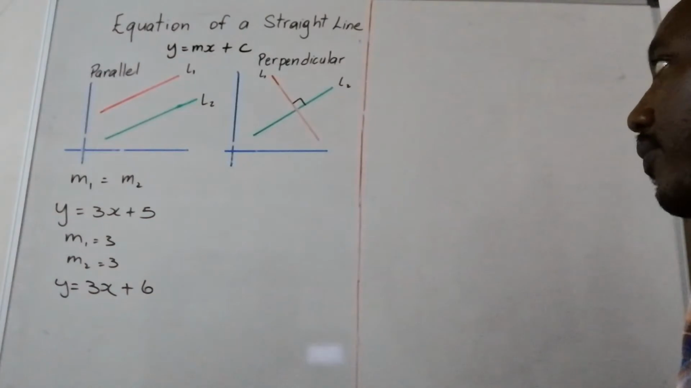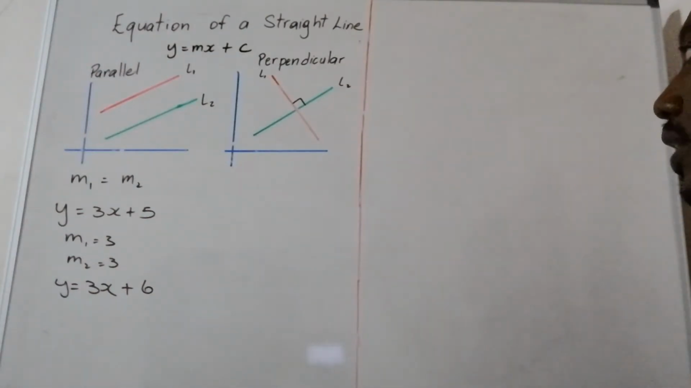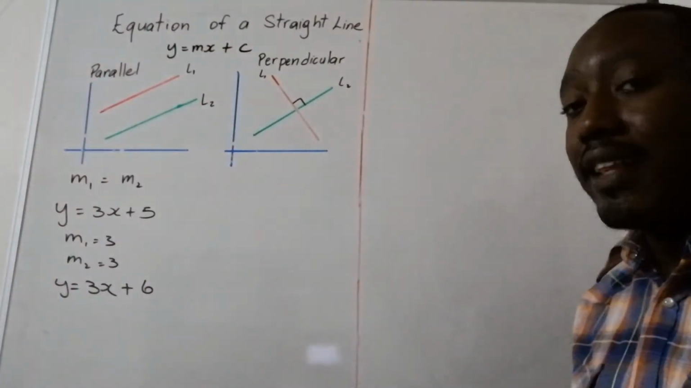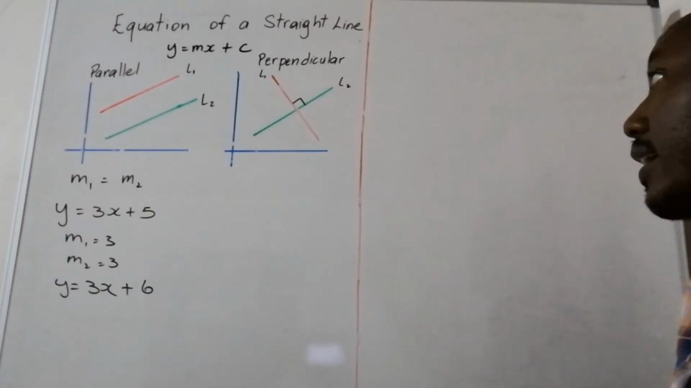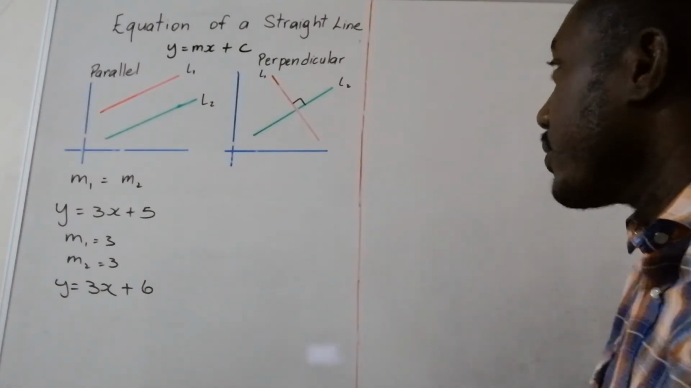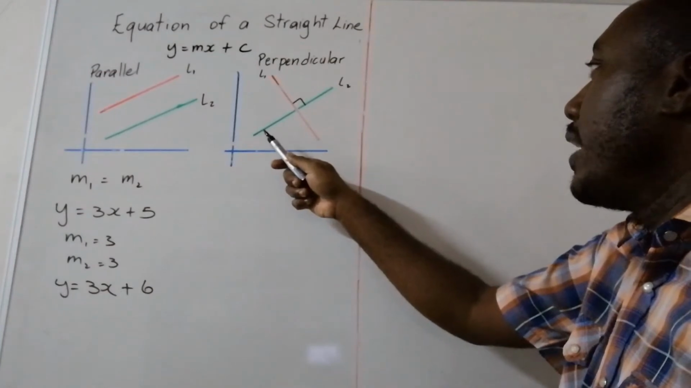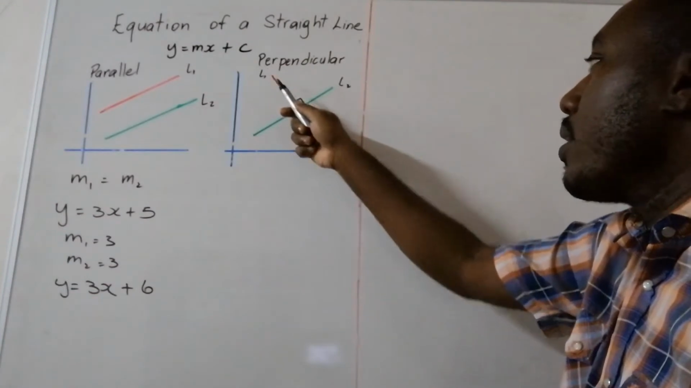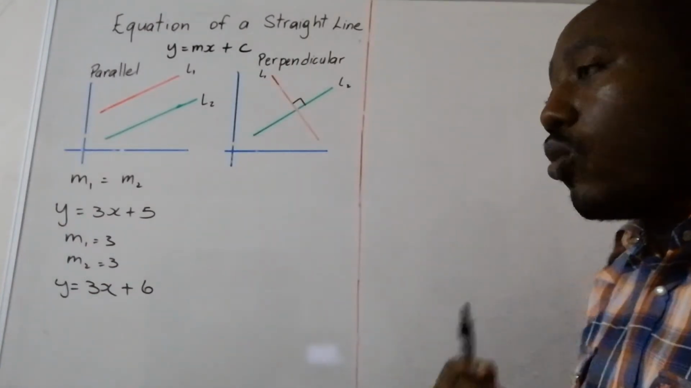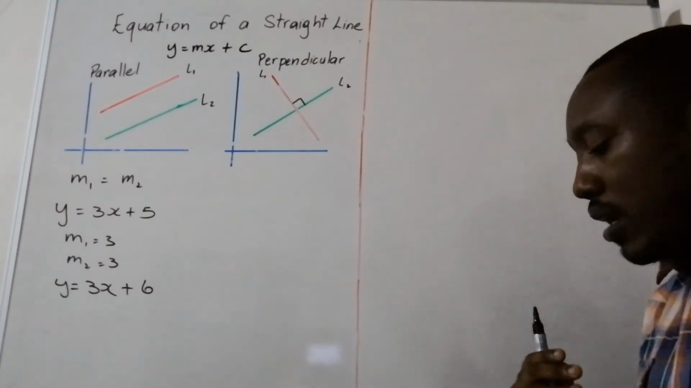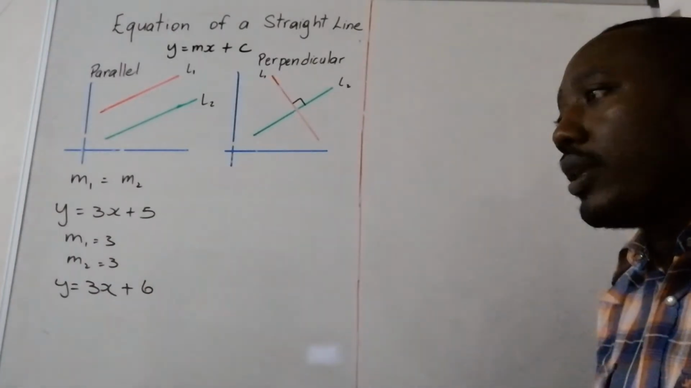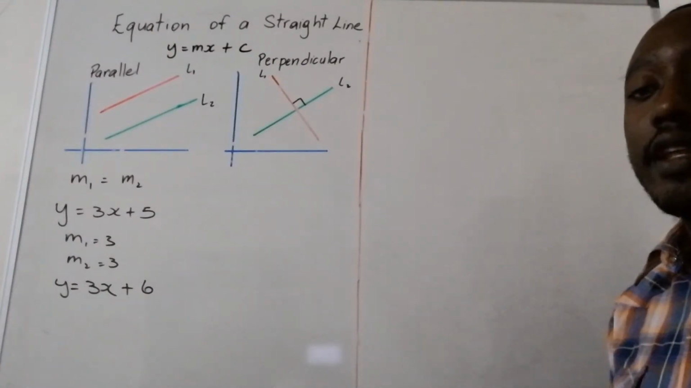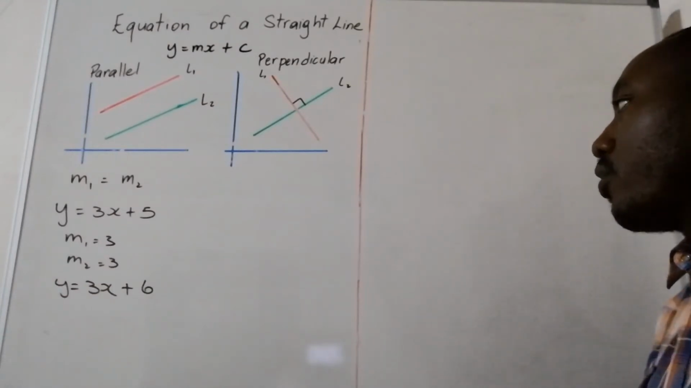Now, when it comes to the perpendicular one, remember, a perpendicular line is where two lines intersect at a right angle. Now, we notice that line 2 goes in a positive direction, and line 1 comes in a negative direction. So the first thing we note about the gradients of perpendicular lines is that one line has a positive gradient, the other has a negative gradient.